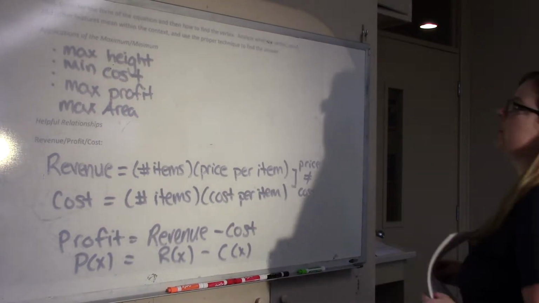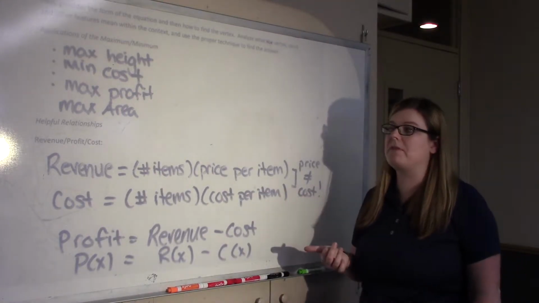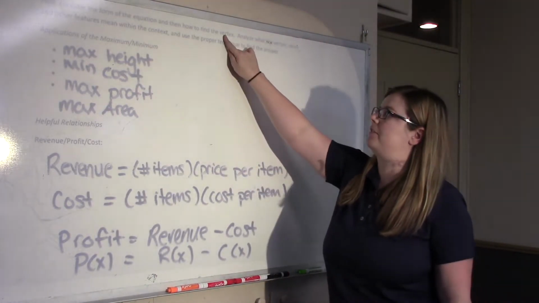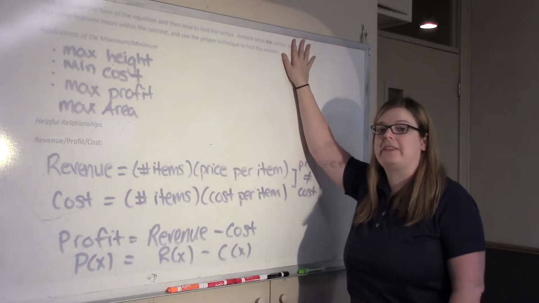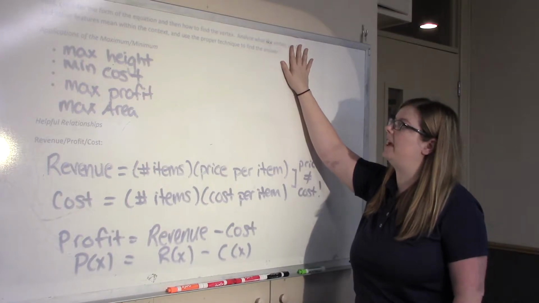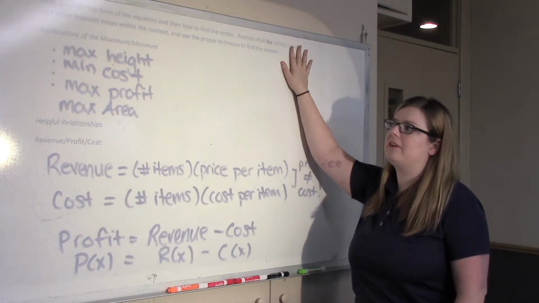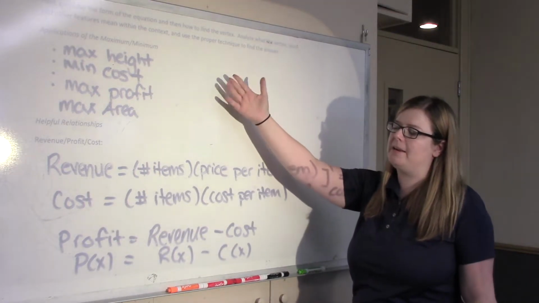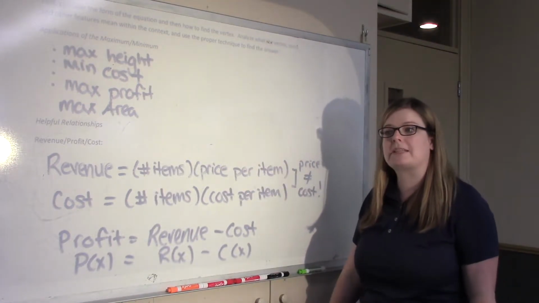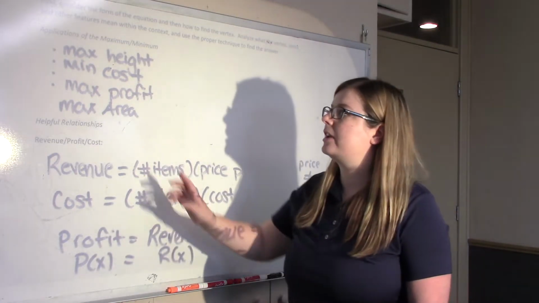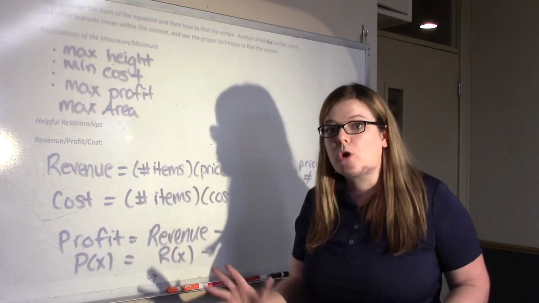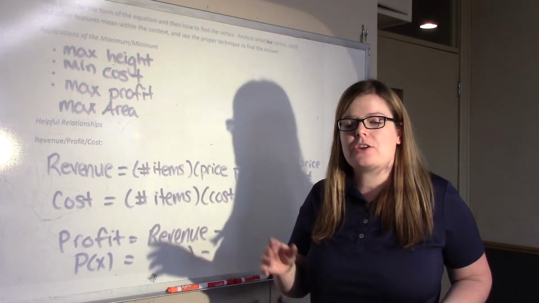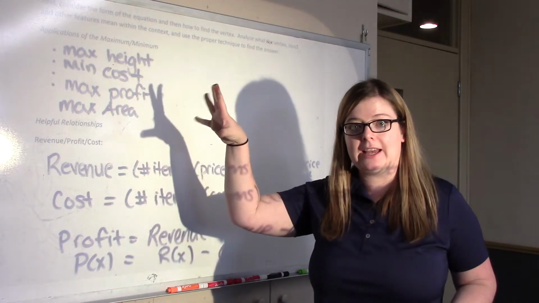Okay, so when you're doing these word problems, you have to consider the form of the equation and then how to find the vertex. Analyze what the vertex, zeros and other features mean within the context of the problem, and then use the proper technique. So different applications are maximum height, minimum cost, maximum profit, maximum area. Anytime you're looking for maximum, minimum, best, worst, okay, any extreme like that, you should think vertex, vertex, vertex.